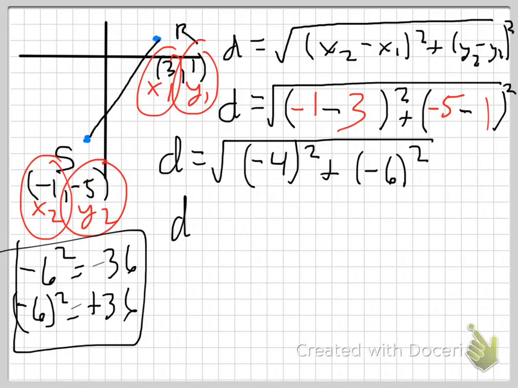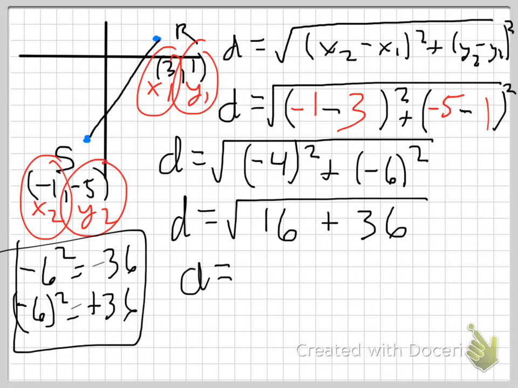So D equals, this is 16. -4 times -4 is 16. -6 times -6 is +36. And that's 16 plus 36, which is 52. D equals the square root of 52, which is approximately, when I type it on the calculator, 7.21.